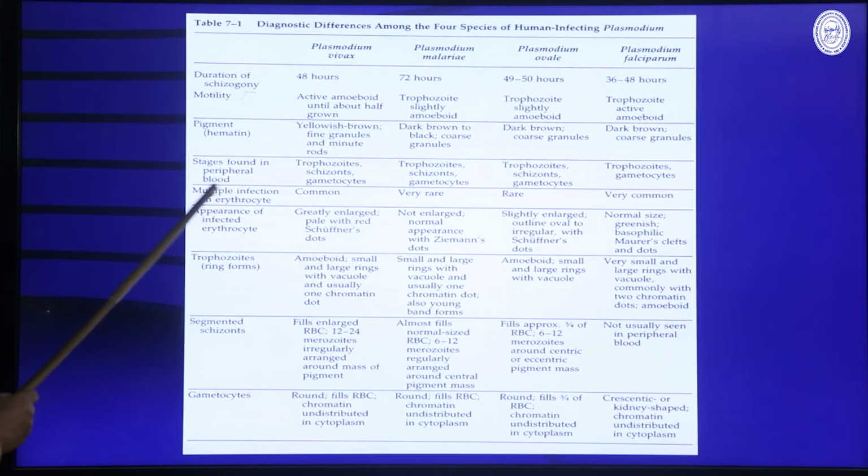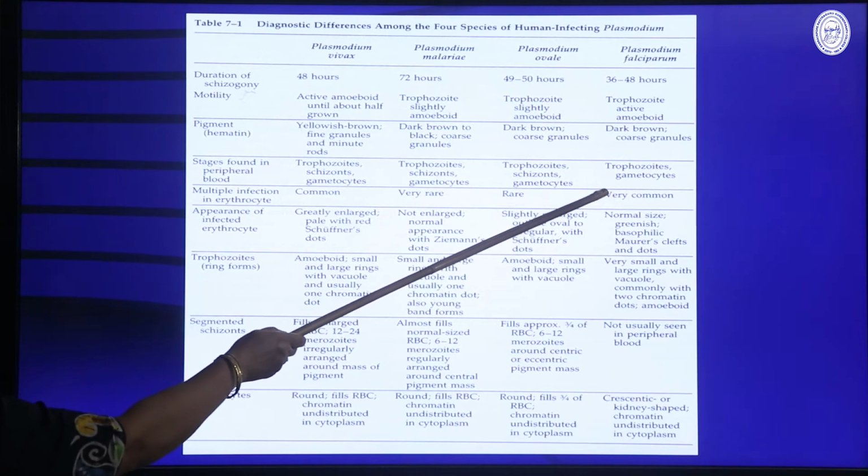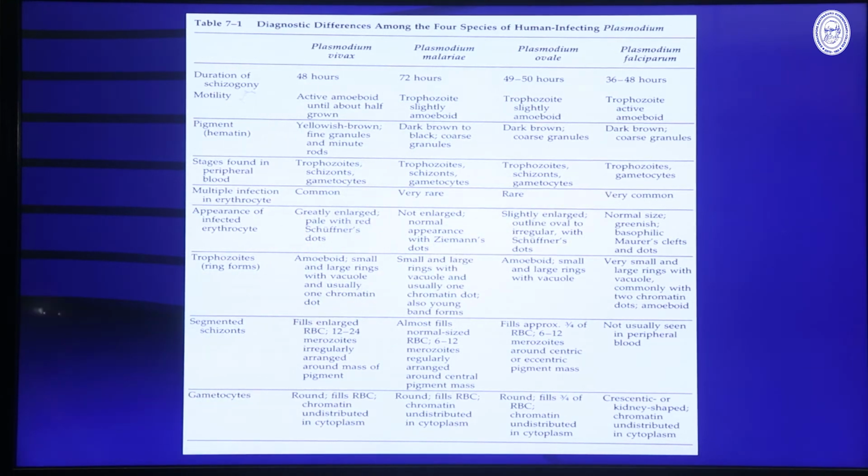In the case of stages found in the peripheral blood, we can find the trophozoites, the schizonts and the gametocytes, whereas in the case of Plasmodium falciparum, we see that only the trophozoites and the gametocytes are found. Multiple infections are very common in Plasmodium vivax as well as in Plasmodium falciparum. When we go through a blood slide preparation of human blood, we can find certain forms: the trophozoite forms, schizont forms and gametocyte forms. By analyzing these forms, we can pathologically diagnose which one is which.